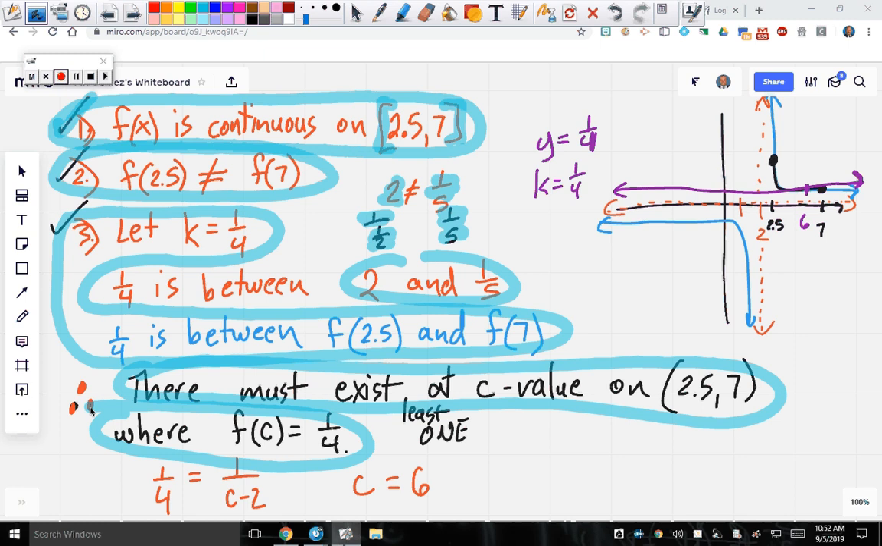I want you to use c, not x. It's just the proof form. We know that c is still an x value. So please make sure you have that work somewhere. And then last but not least, c would be 6. And you see it verified that 6 is in between 2.5 and 7, where the graphs would actually intersect.